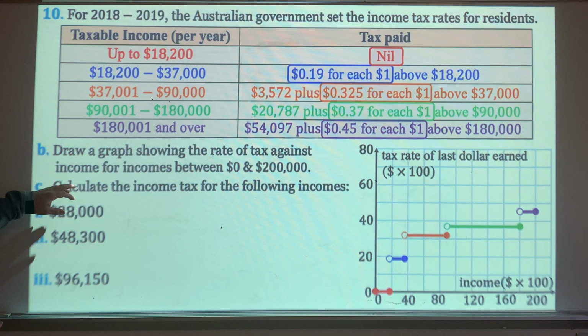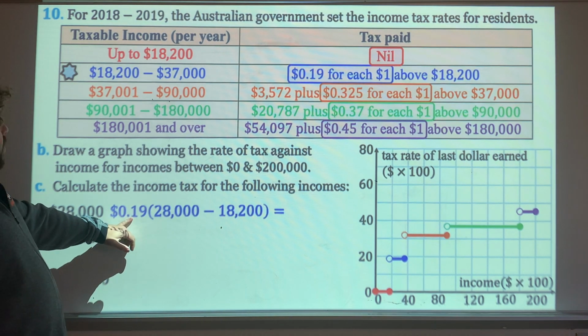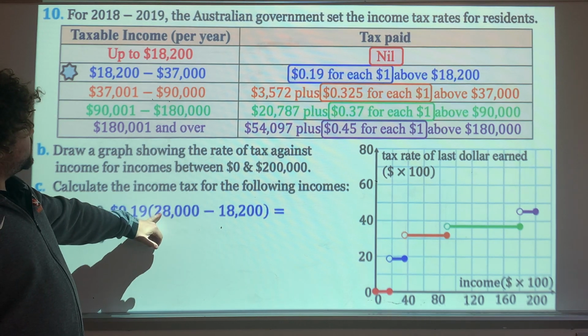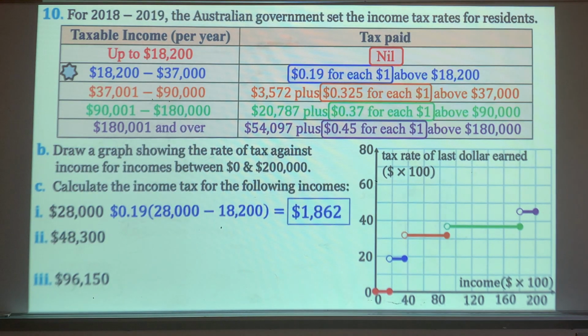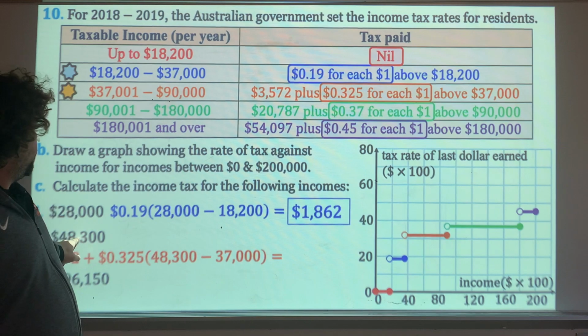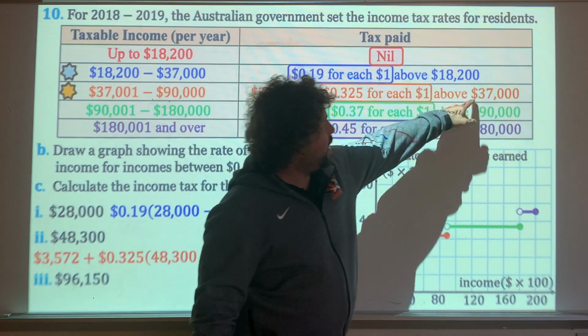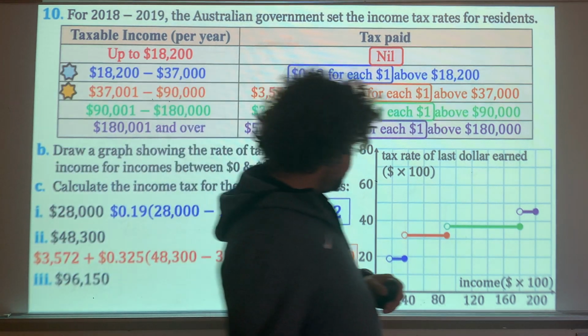Calculate the income tax, so what are the actual income tax? So I'm making 28,000, right here. What will the tax be? 0.19 times 28,000 minus 1820, it would be 1,862. 48,000 is right here. All right, so you got 3,572. 48,000 minus 37,000 times 0.325. That gives you $7,244.50. All right.